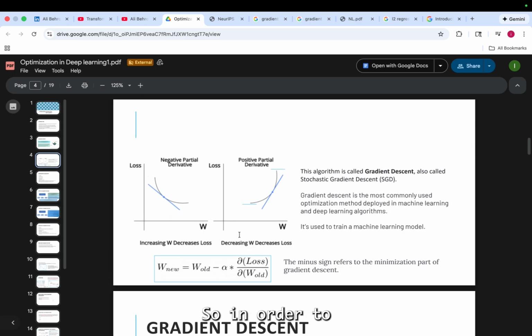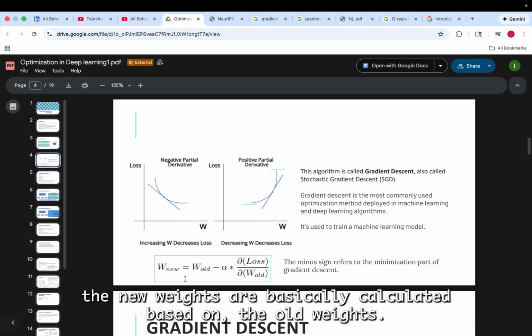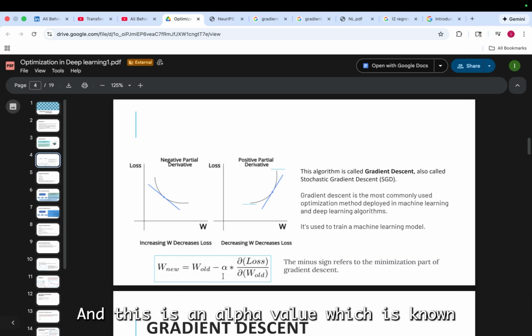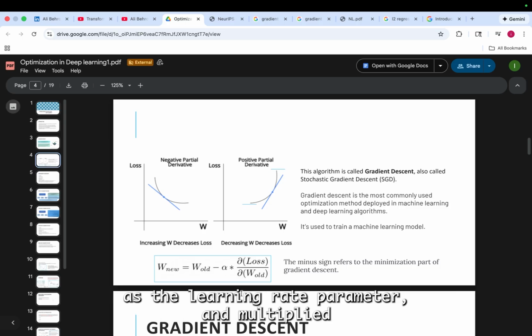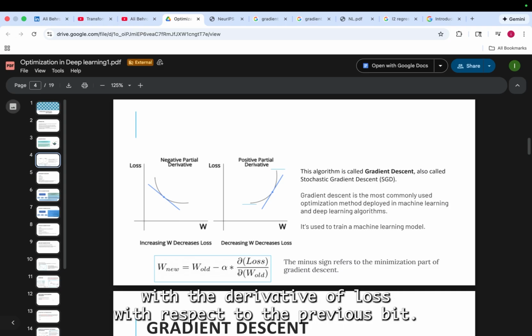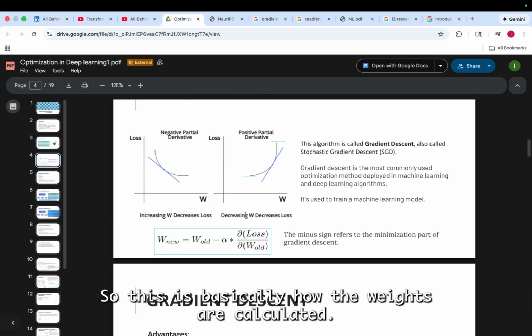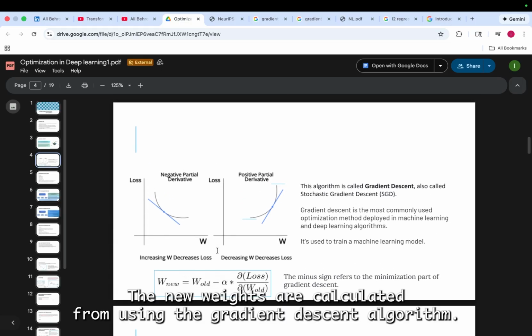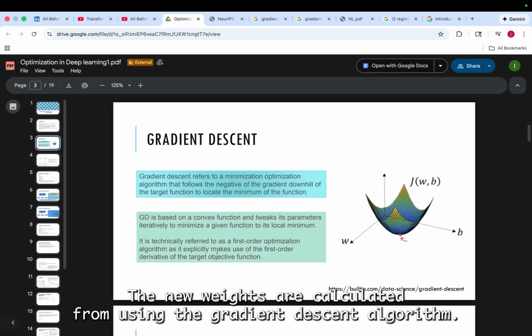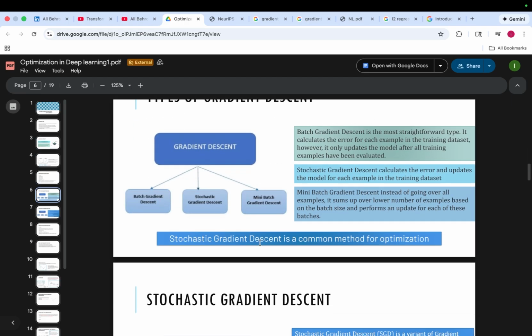So in order to get the new weights, they are basically calculated based on the old weights, and there's an alpha value which is known as the learning rate parameter, multiplied with the derivative of loss with respect to the previous weight. So this is basically how the new weights are calculated using the gradient descent algorithm.